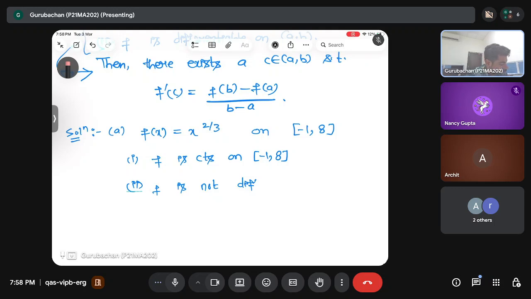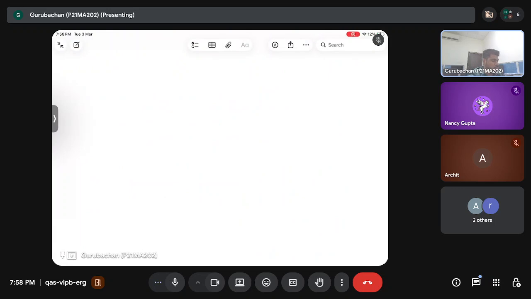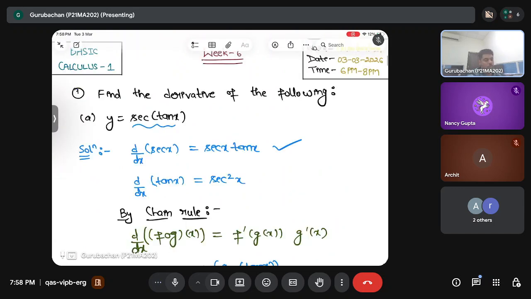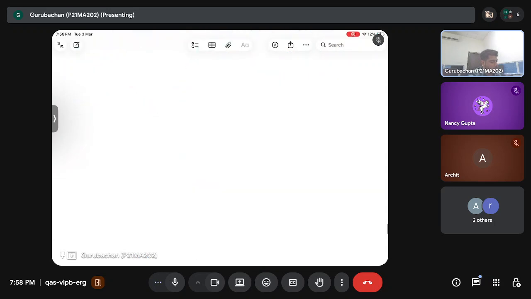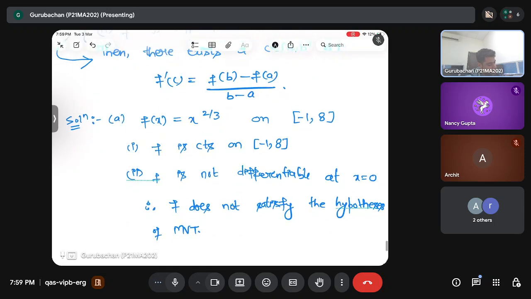Therefore, f does not satisfy the hypothesis of MVT.